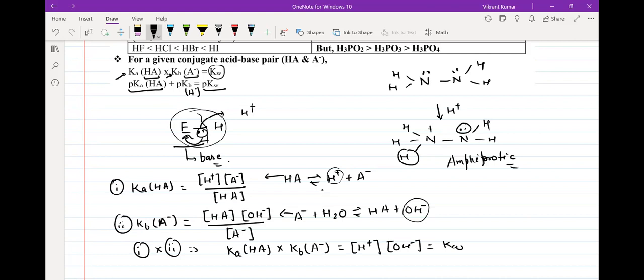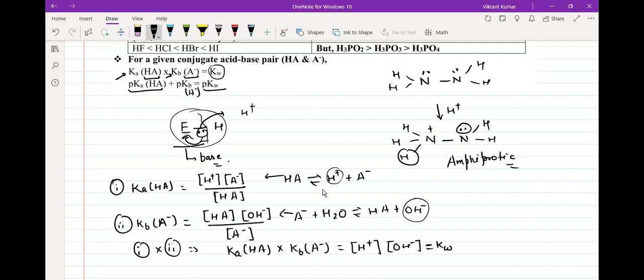Sir, one doubt. Yes. In the Kb part, why didn't we include H2O? We never include H2O in the solution because it is always in excess. So the excess part is not included in the expression of Q. We never do that.